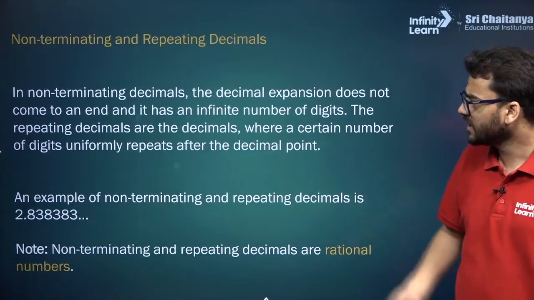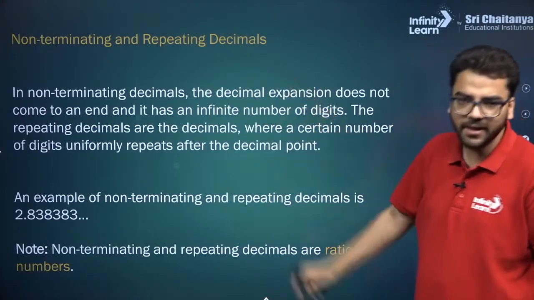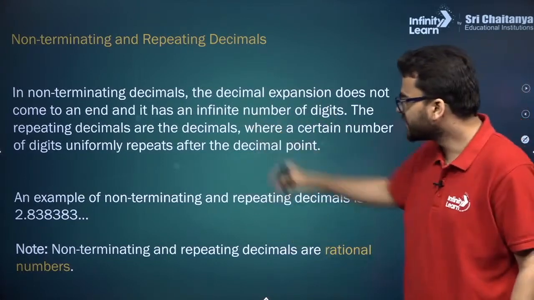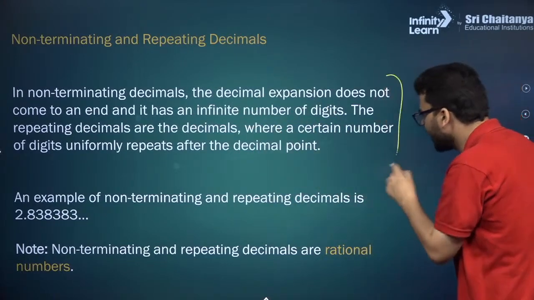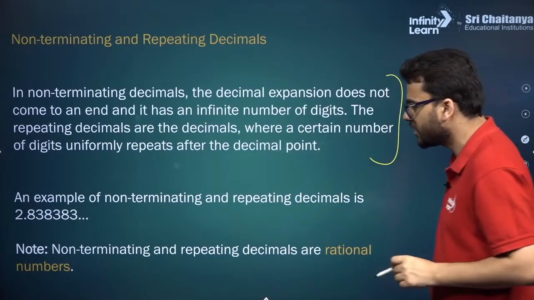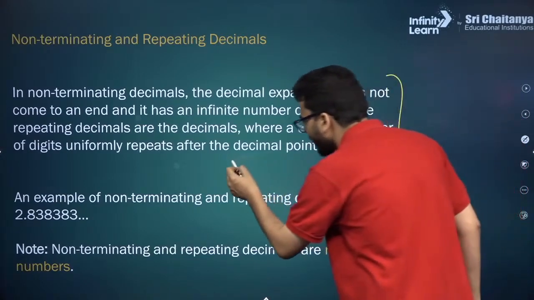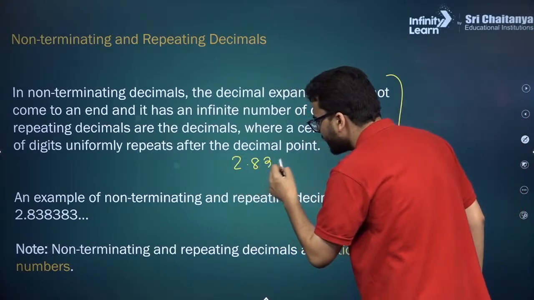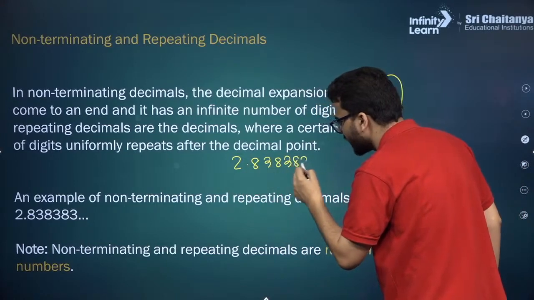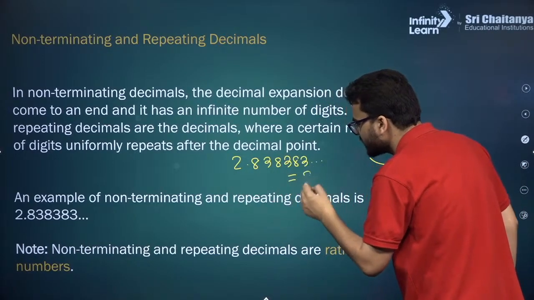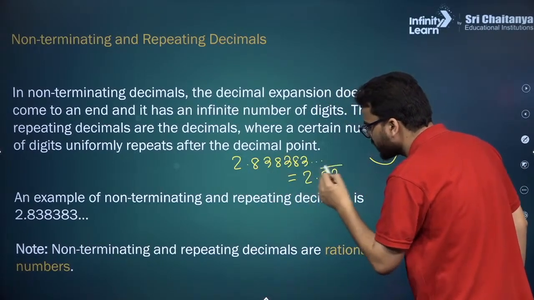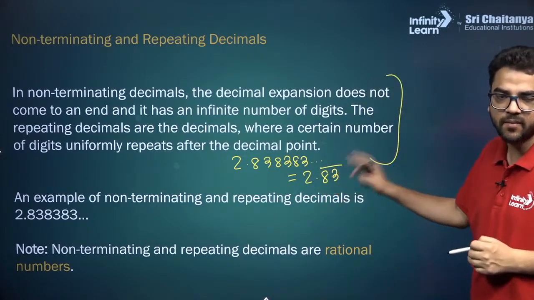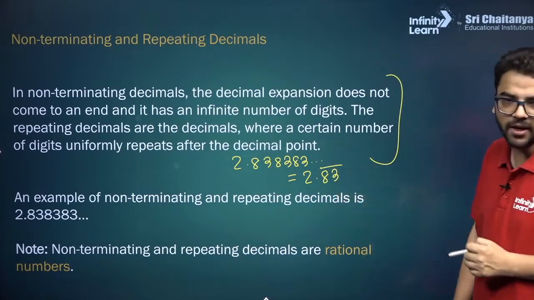Let's move on to the next thing, non-terminating repeating decimal representation. So we have seen what is non-terminating repeating decimal representation. For example, 2.83 is there. You see, 2.838383 something like that. So this is 2.83 bar because 83 is keeping on repeating, so we can put a vinculum or bar over 83.